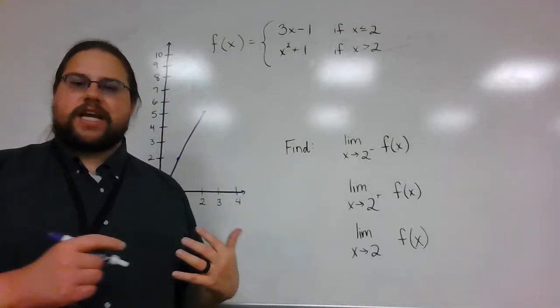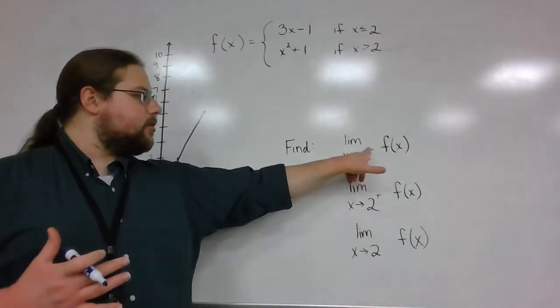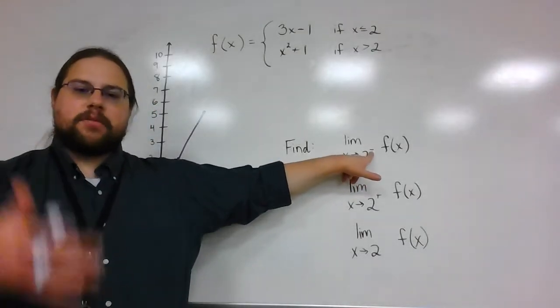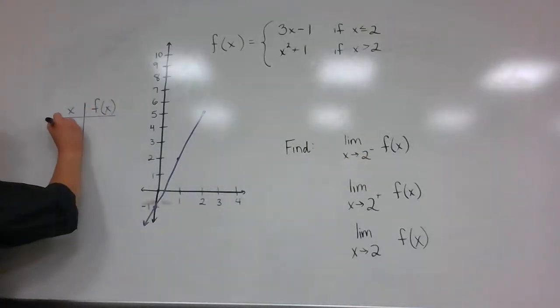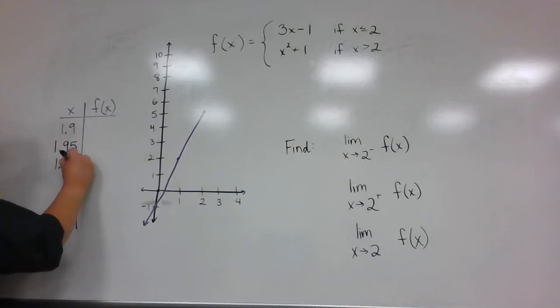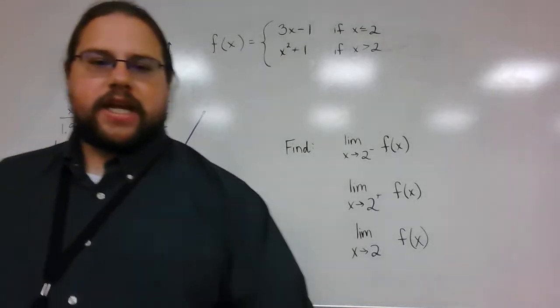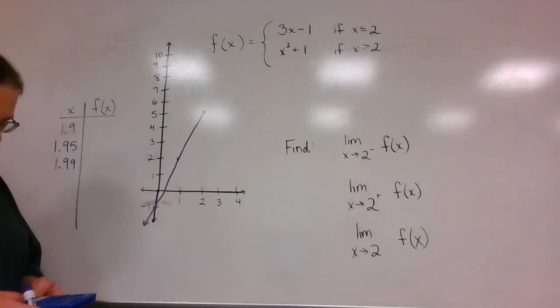Now, let's just check that numerically real quickly. So again, I'm approaching it from the left. I'm approaching it from the negative side. I'm going to plug in numbers that are less than 2. So let's pick some numbers that are kind of nice and easy. Let's do, I don't know, 1.9. Let's do 1.95. And let's try 1.99. So notice again, we're approaching 2 from numbers that are less than it. So I'm going to plug in 1.9 and see what happens.